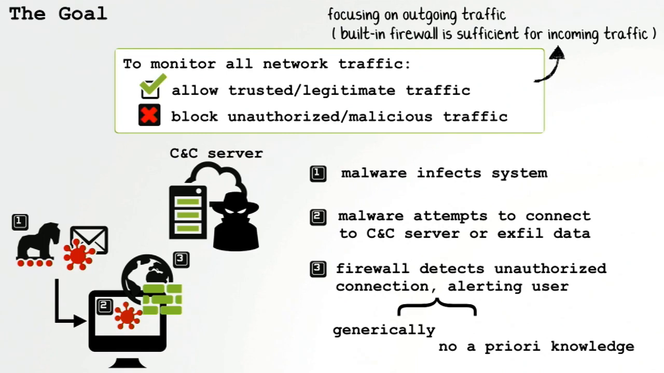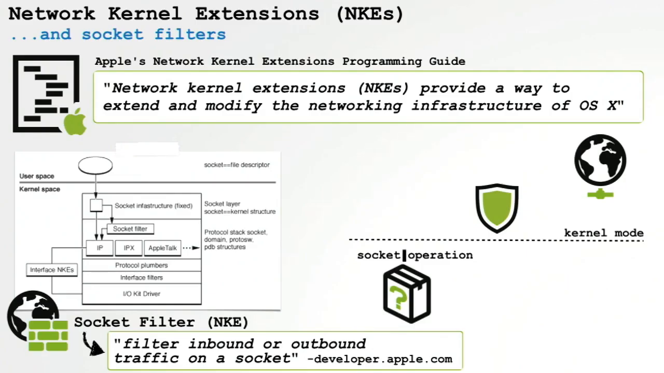So what our firewall will do is monitor all network traffic and allow trusted traffic while detecting and blocking malicious or unauthorized traffic. Now, since we need to monitor all network connections, we are going to have to write a kernel extension. Luckily, in macOS, Apple provides something called network kernel extensions, or NKEs, and they provide a way to modify or extend the network infrastructure. One type of NKE is called a socket filter, which, as its name implies, can filter network traffic at the socket level, which for creating a firewall sounds perfect.